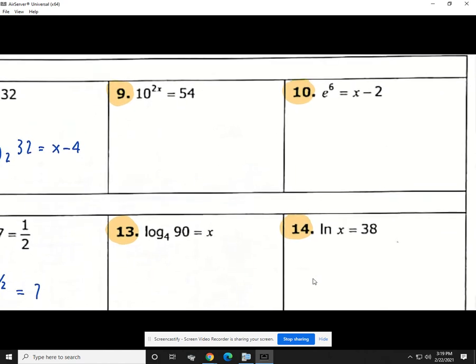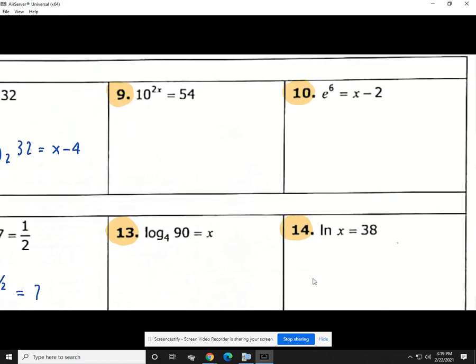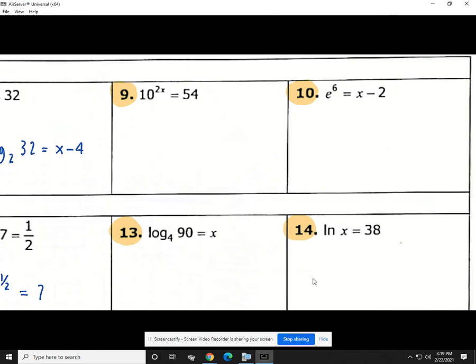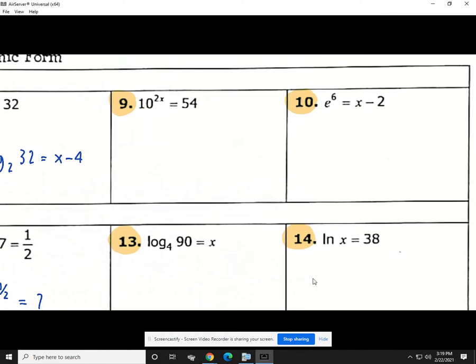Number 9 and 10, we're rewriting an exponent as a log. So if you look at number 9, the base of your exponent is 10. So we're going to do log base 10, and then we're following the loop. Log base 10 of what? 54 equals what? 2x. And this one doesn't want you to solve it, it just wants you to rewrite it. So there you have it, okay?